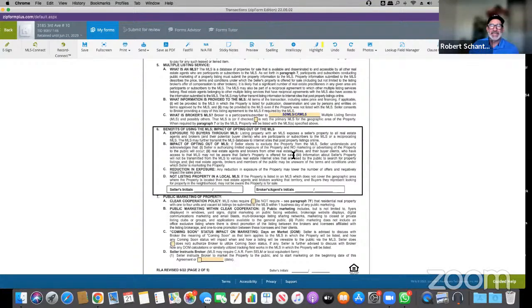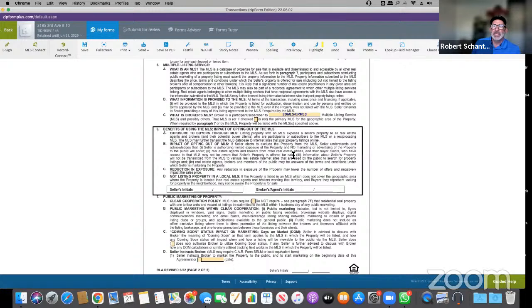And then item 6, benefits of using the MLS and the impact of opting out. If you have a listing that you're going to exclude from the MLS, then you need to have the seller go through this section 6A, B, C, and D. And then the seller needs to initial this section, and you as the agent need to initial a section as well. Yeah, this section is always initialed, and the agent can initial the one that says broker agent's initials, on behalf of the brokerage. But section 6 is always initialed.